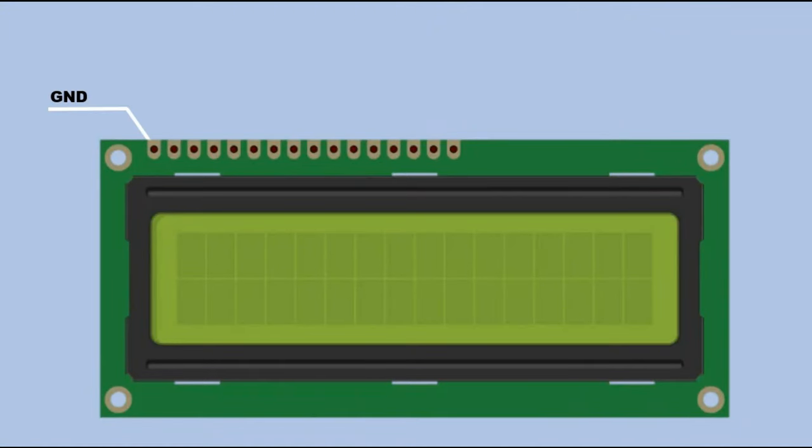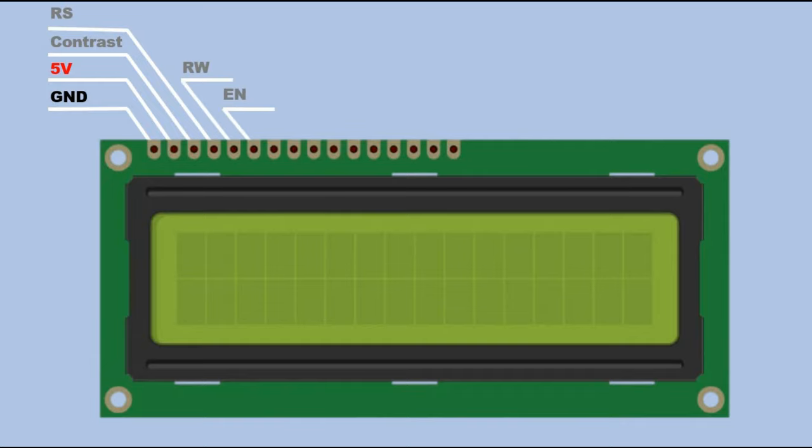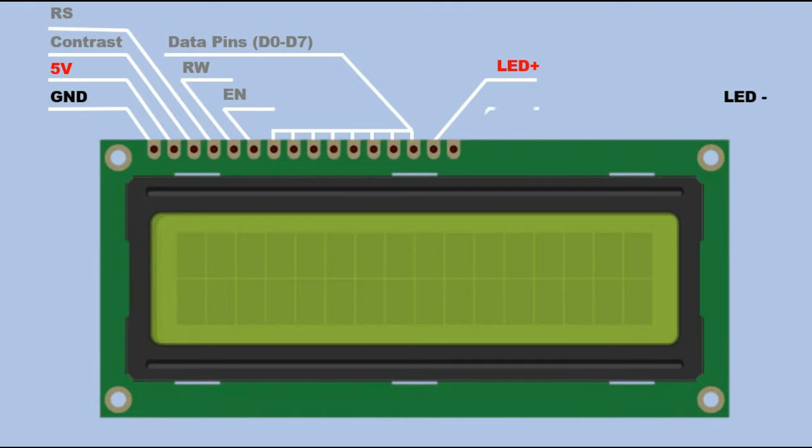First two are ground and VCC pins to power the module. Then you have a contrast pin, where 0 volts on that pin gives max contrast, while 5 volts gives minimum contrast. We will be controlling that input voltage with a potentiometer. Next is register select pin, followed by read-write pin. Then we have enable pin to enable LCD module, and finally 8 data pins. The last two pins are anode and cathode of the backlight LED.